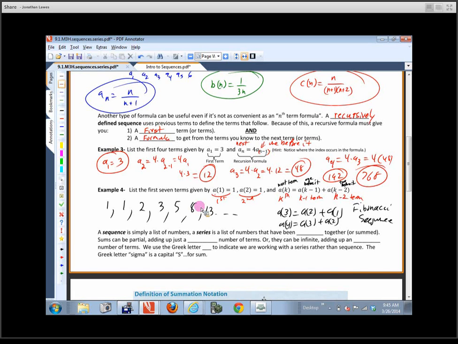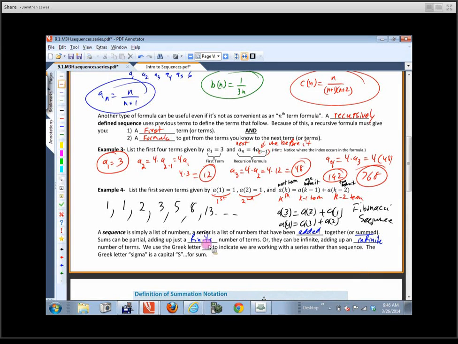So, we're now going to change gears, and I'm going to introduce the next topic. We'll finish this up tomorrow. And then I want to show you one quick thing before we leave. A sequence is simply a list of numbers. A series is a list of numbers that have been added together, or in other words, we say they've been summed. And we can have sums that are partial, adding just a finite number of terms, or they can be infinite, which means they add up an infinite number of terms.